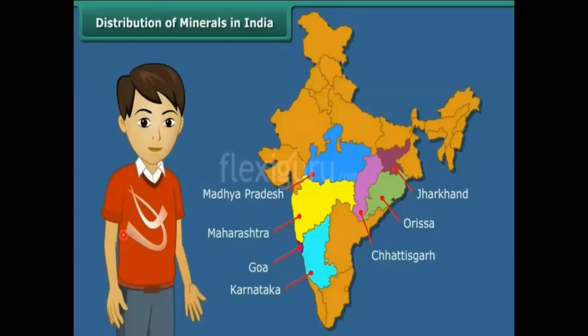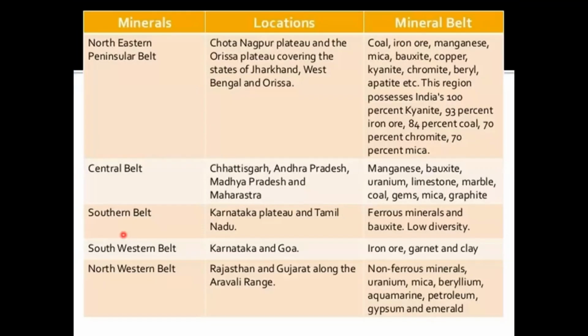Now, if we talk about the distribution of minerals in India, we find the minerals in pockets and belts. There are 4 or 5 pockets which we are going to talk about. The first belt is the northeastern plateau region, the northeastern peninsular belt. It is located in the Chota Nagpur plateau region and the Orissa plateau, covering the states of Jharkhand, West Bengal, and Orissa, and parts of Chhattisgarh are also its parts.